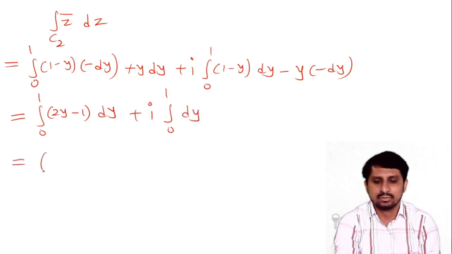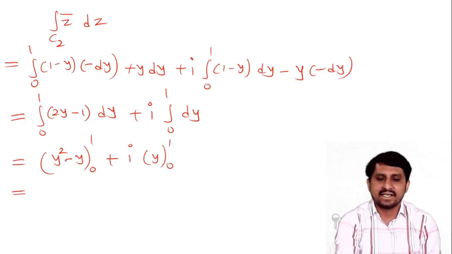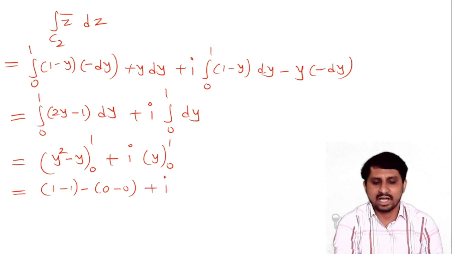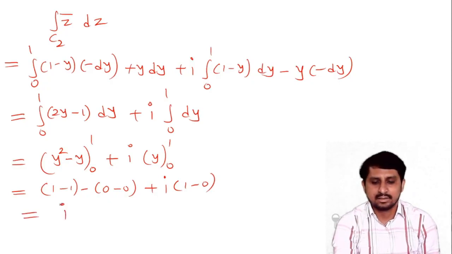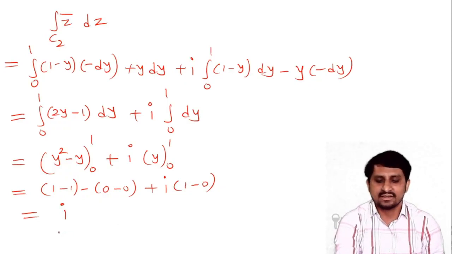So this is equal to, when I take the integration, y square by 2. So y square minus y integration from 0 to 1, plus i. Here we have y integration from 0 to 1. So when I put in the limits, this becomes 1 minus 1, 0 minus 0. So this term becomes 0 and this is i into 1 minus 0. So the integration of f(z) over the contour C2, the value is i.